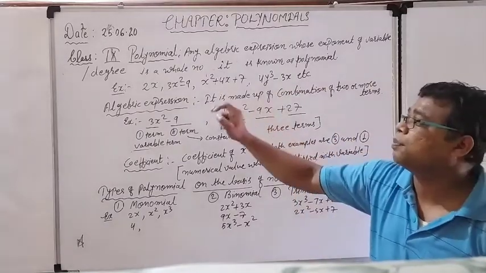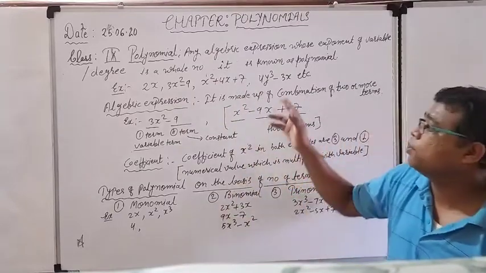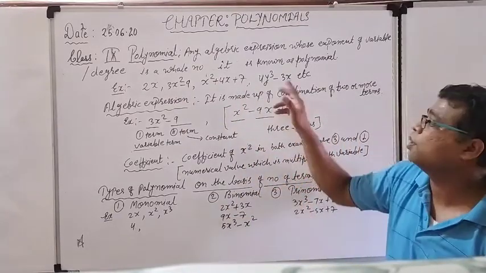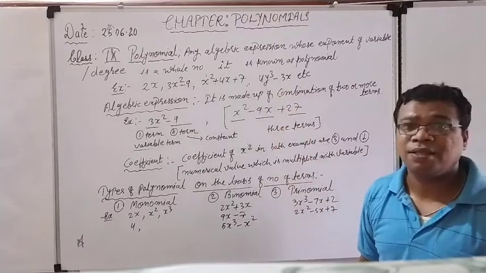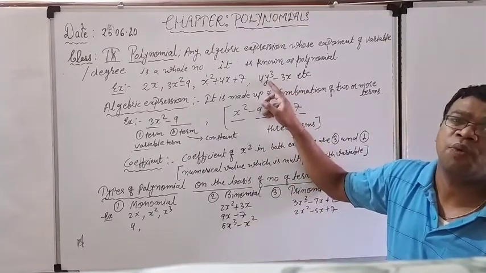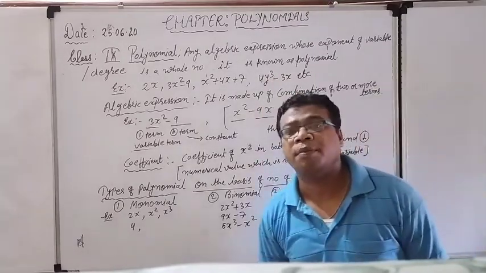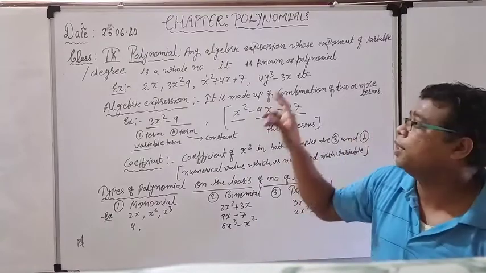In the previous examples, you can see there is only a single variable x every time. But here you can see there are two different variables: one is y and the second is x. Again, see the power. What is the power of y? What is the exponent of y? 3. That is a whole number. Again, see what is the power of the variable x? Again it is 1. That's why it is a whole number.